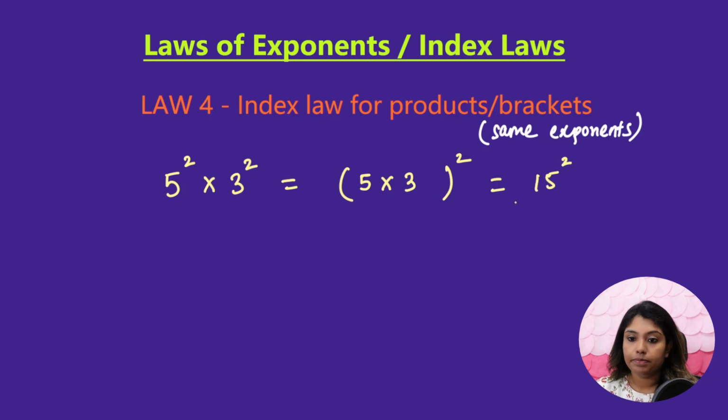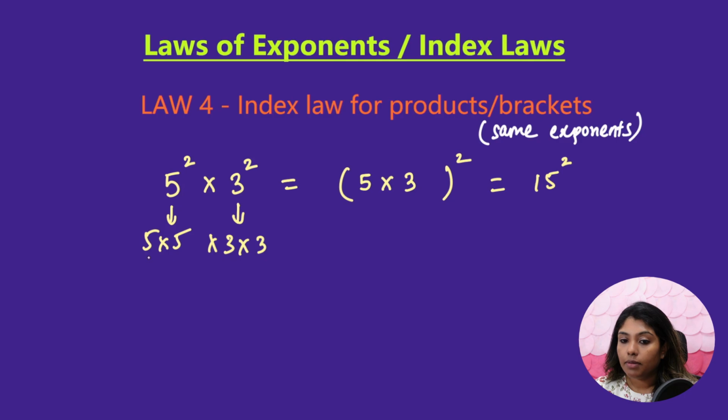So 15 squared. If we try to expand this, that becomes basically 5 times 5, and this becomes 3 times 3, right? And then you can club 5 and 3 together, make it 15, and then club this 5 and 3 together, you get 15. That's basically 15 squared. So that's the same, right? So instead of doing this, you can just directly apply the index law. Okay, we'll try some more.